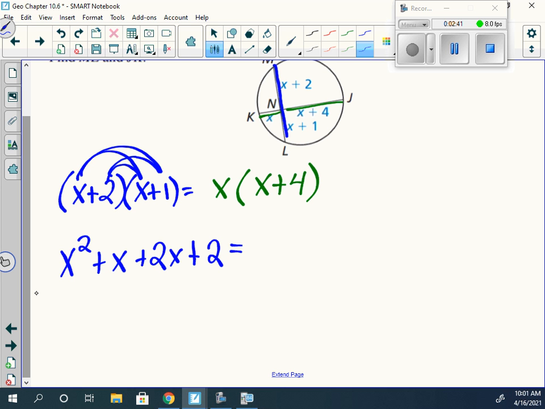So this is going back to algebra, when we use our distributive property to multiply through each one here. Now we can do the same thing with our other side. We can distribute the x. So our x times x would give us x squared, and x times 4 would be plus 4x.